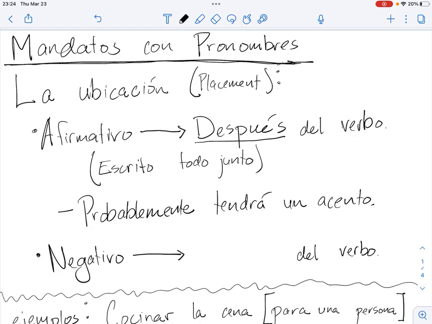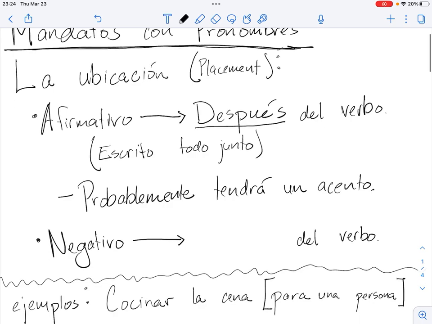It's written all together. Just like we've seen with gerunds, right? When we had gerunds and we had the option to place pronouns at the end, we don't put a space between the gerund and the pronoun. We write it out as one whole word. Well, same thing applies with affirmative commands. You write it as one word. The difference is it is not an option like it is for a gerund. It must get placed at the end. It's just one of those rules.